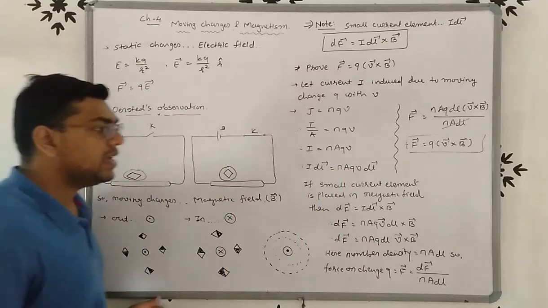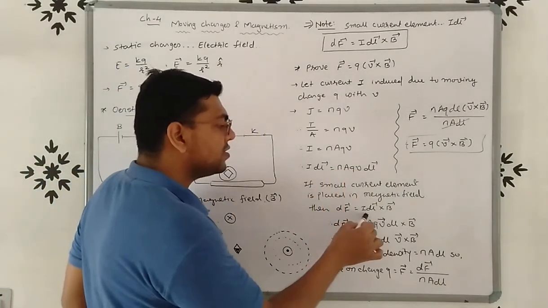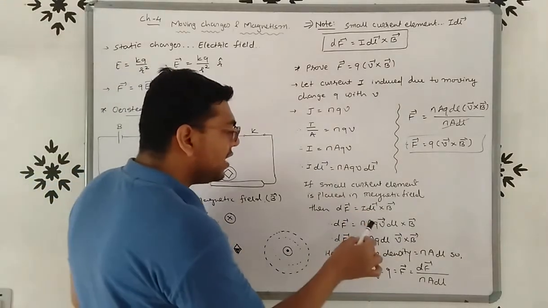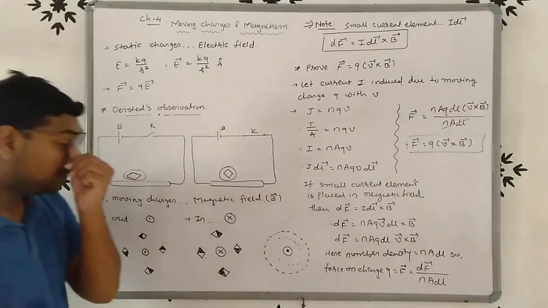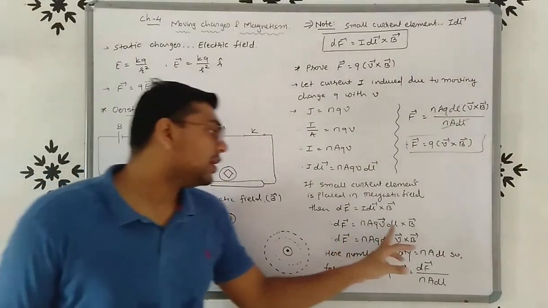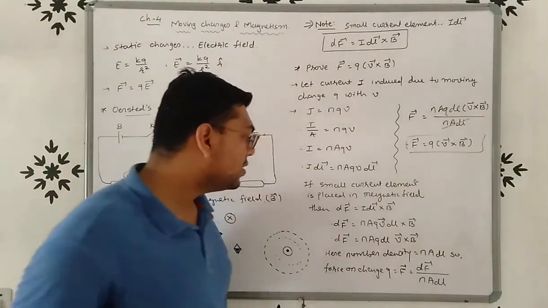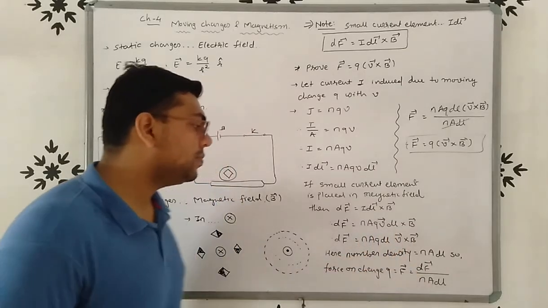We know that if a small current element is placed in a magnetic field, then DF is equal to IDL cross B. So DF is equal to NAQV DL cross B. But here DL is the small current element, so we take the vector B, so NAQDL into V cross B.